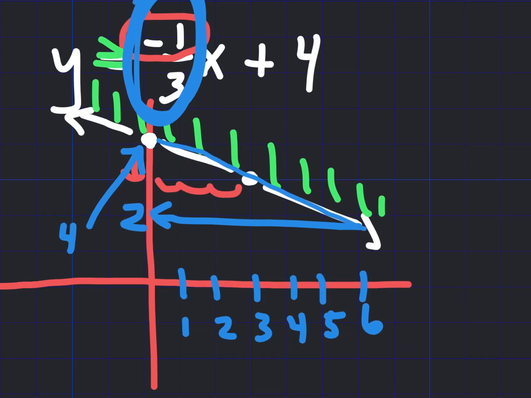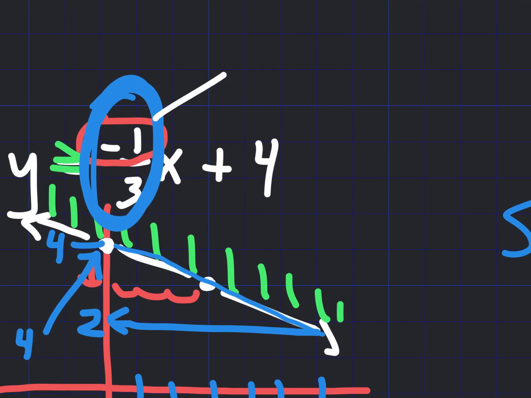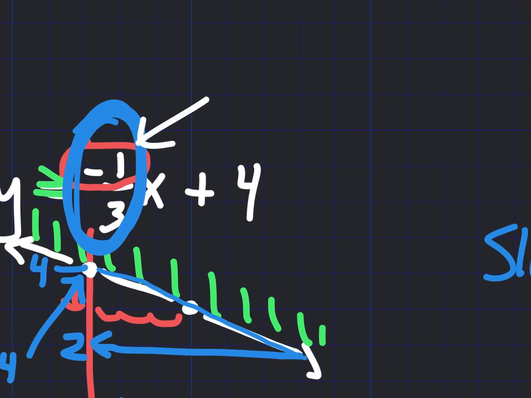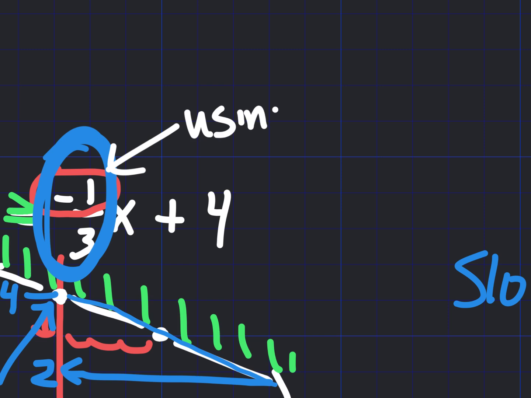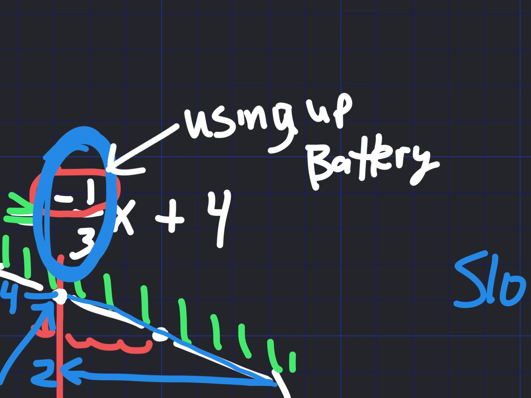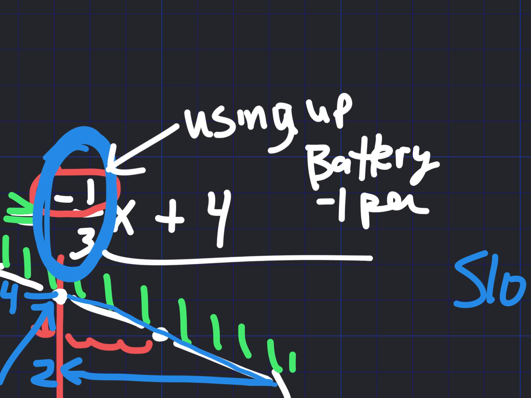And so actually this is where 6 is. Yeah, 6. That actually makes sense. Okay. So over 6 hours, it used up 2 of the battery. The battery was at 4, and now it's down to 2. So in the context of this problem, it was about using up the battery. And you were using -1 per 3 hours.